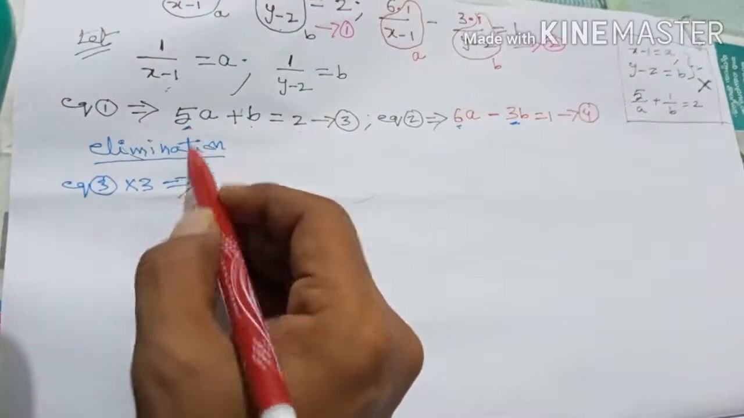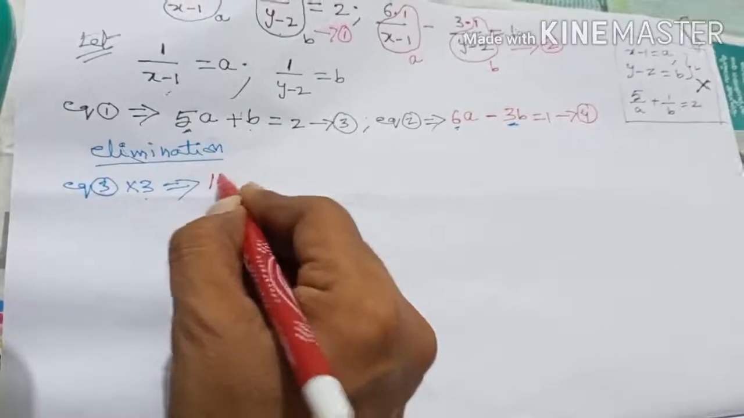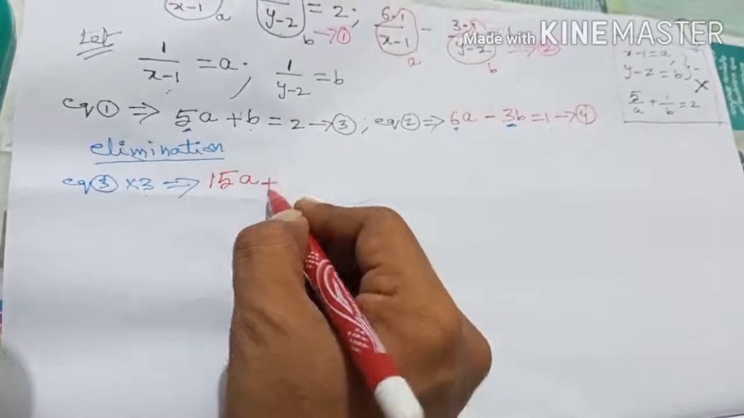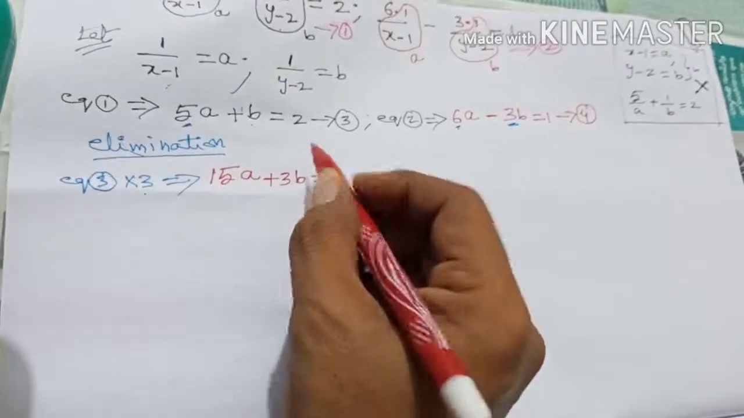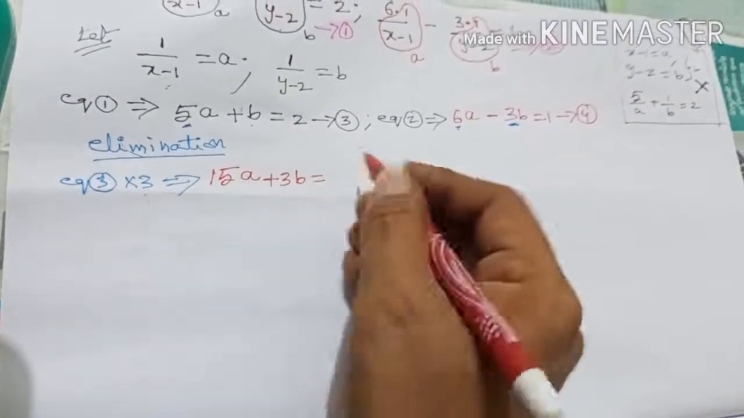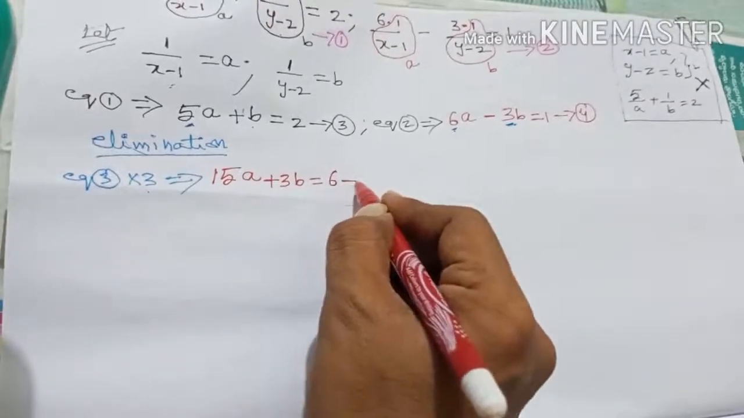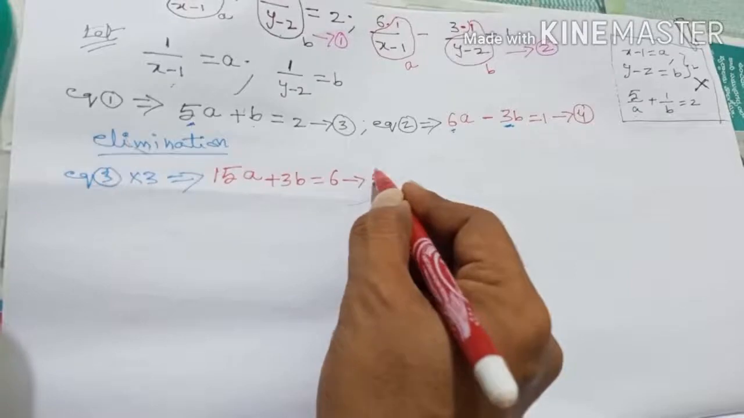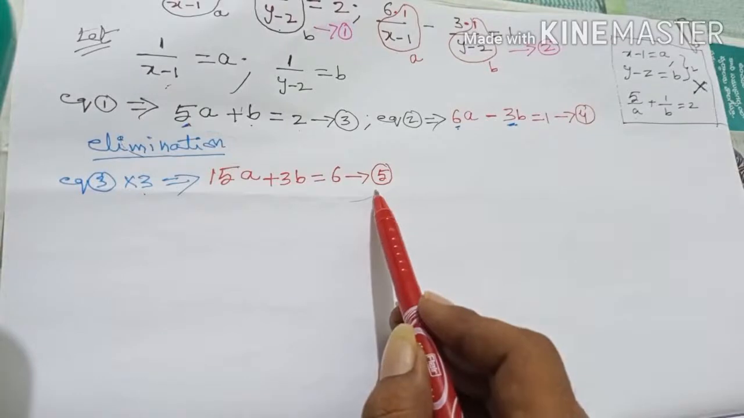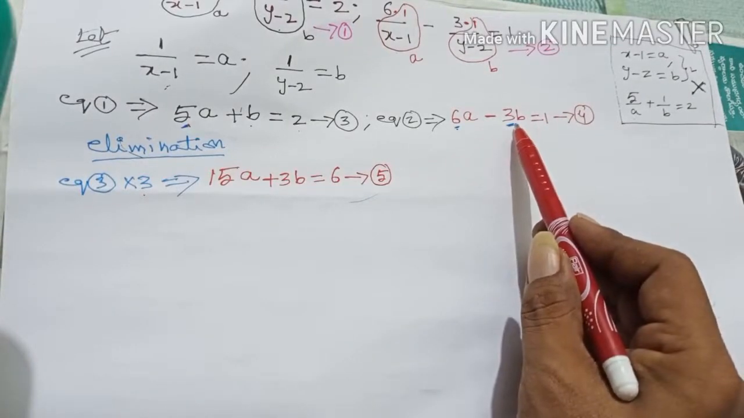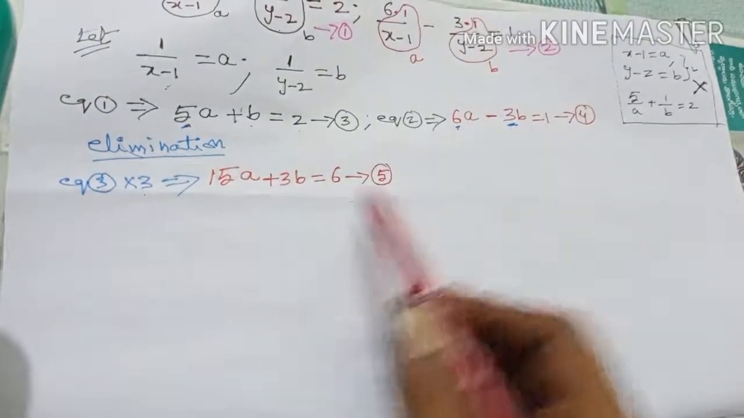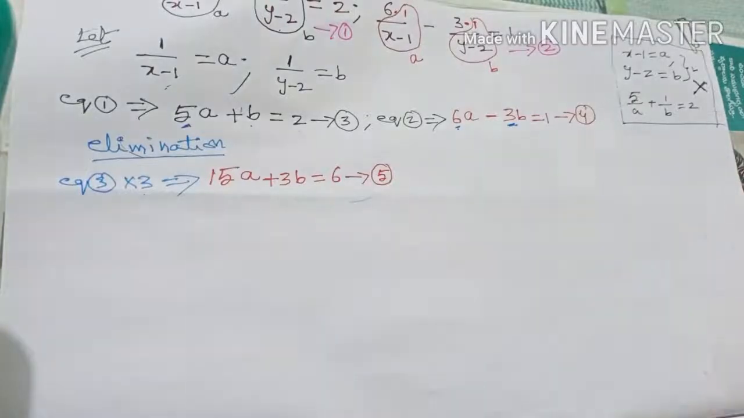So this 5 multiplied by 3 becomes 15a. Then here you have 1, and this 1 into 3 becomes 3b is equal to. Here the RHS also should be multiplied by 3. Therefore, 2 times 3 is nothing but 6. You will take this as equation 5. Now if you observe equation 4 and equation 5, the b coefficient is 3 while neglecting the sign. Therefore, the numerical coefficients are equal.